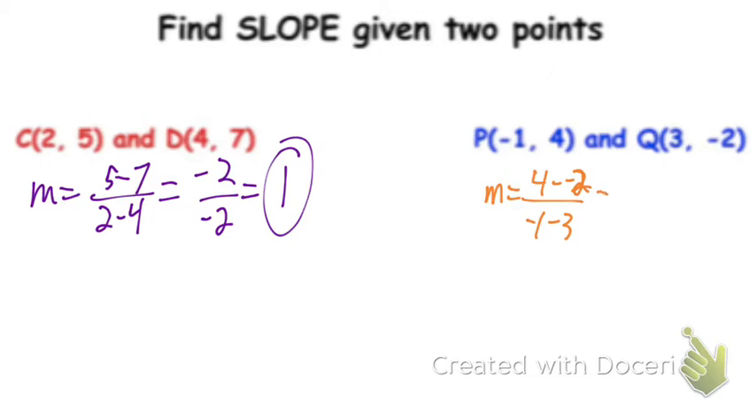That's a negative 4? Positive 4, excuse me. Now on the top, 4 minus negative 2, 2 negatives in a row, change it to a positive. 4 plus 2 is? 6. Bottom, negative 1 minus 3 is? Negative 4. What is 6 divided by negative 4? We always reduce. Negative 1.5.